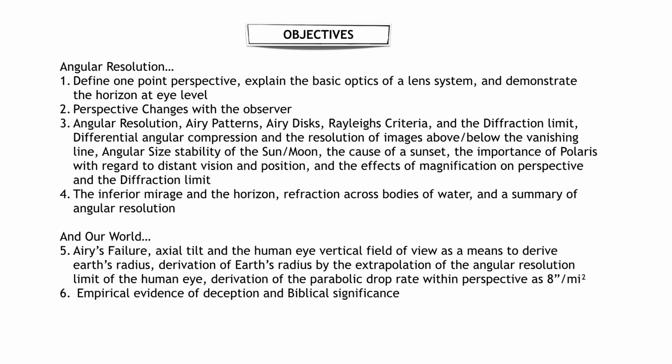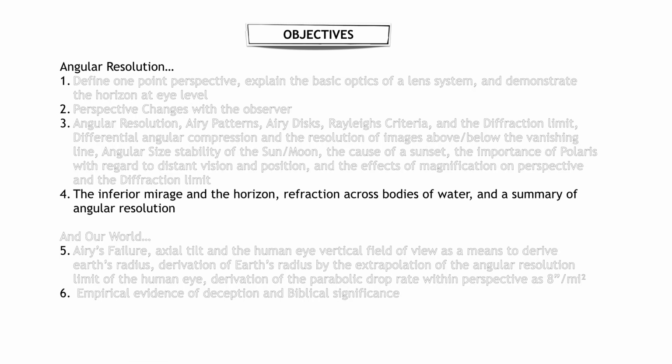Our objectives, we've outlined these before. We are now in part 4. Last time we discussed angular resolution and Airy patterns and Rayleigh's criteria, diffraction limits, angular size stability of the sun and moon, the cause of a sunset, the importance of Polaris with regard to distant vision, and the effects of magnification. We are now going to cover the inferior mirage and the horizon refraction across bodies of water and a summary of the angular resolution limit.